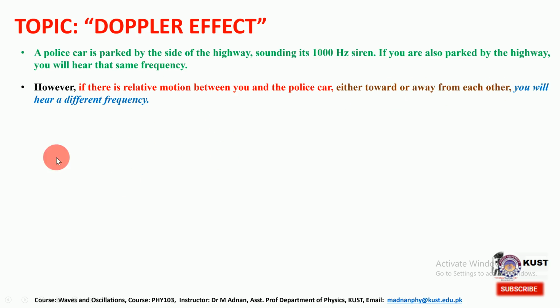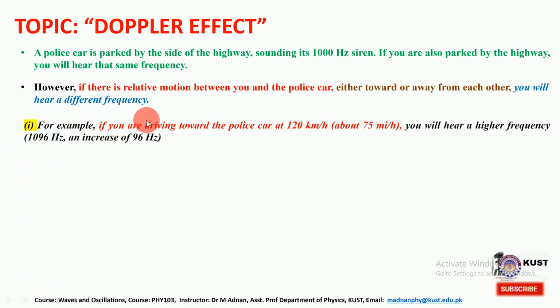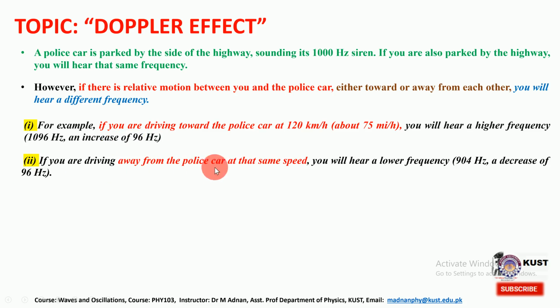That is due to the relative motion, and that relative motion can give rise to these two following cases. For example, if you are driving towards the police car at 120 km per hour, you will hear a higher frequency of 1096 Hz, that is an increase of 96 Hz. Or if you are driving away from the police car at the same speed of 120 km per hour, you will hear a lower frequency of 904 Hz, that is a decrease of 96 Hz. Now in this lecture we will see why these numbers are changing due to the Doppler effect.